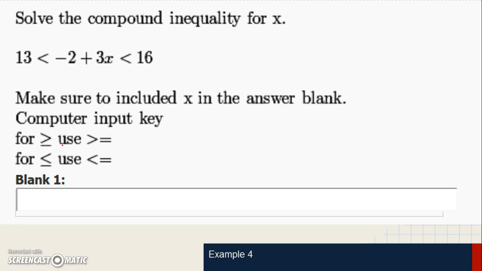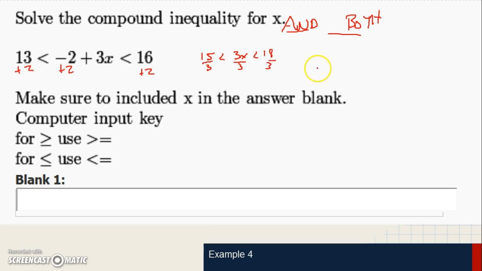Here I have an AND statement again. AND means both must be true. I'll begin by adding 2. This is a multi-step, but you guys can do multi-step. And I have 15 is less than 3x is less than 18. And then I divide by 3. Remember, each term is divided by 3. And now I have 5 is less than x is less than 6. And I can go ahead and type that in.